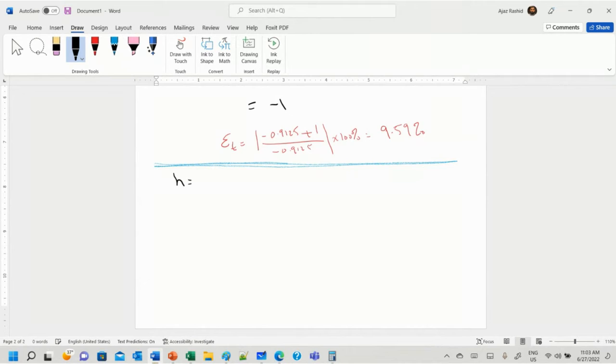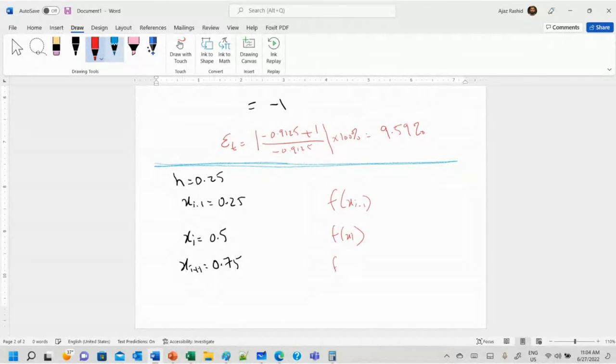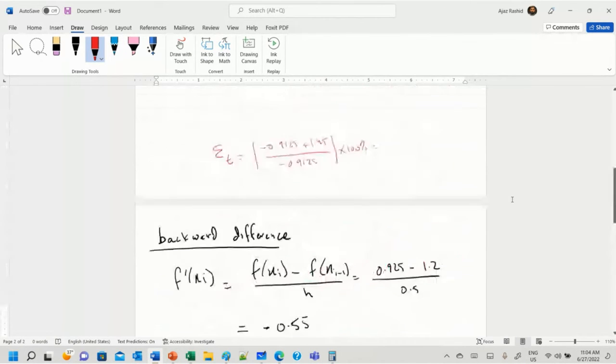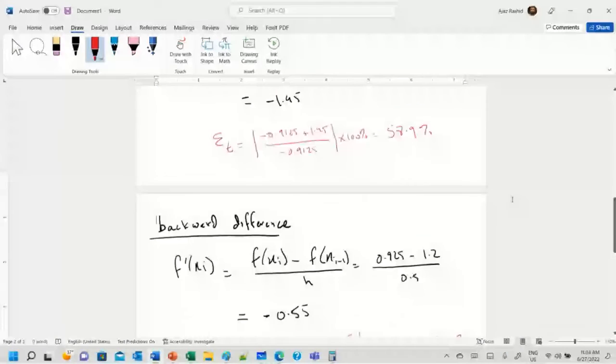Now, the next one is using a step size of 0.25. Now our xi is 0.5. Xi plus 1 is going to be 0.5 plus 0.25, and xi minus 1 is going to be 0.5 minus 0.25. We need the function at xi minus 1, at xi, and at xi plus 1. The one at xi we found to be 0.9125. That was the true value. The function value at xi is 0.925.